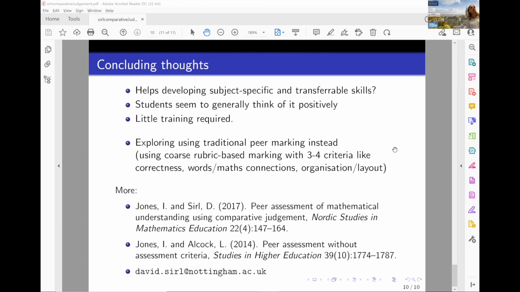Perfect, thanks, Dave. There's one other question just on Slido. It's just regarding what level of manual intervention is required, i.e. what proportion of misfits are there?